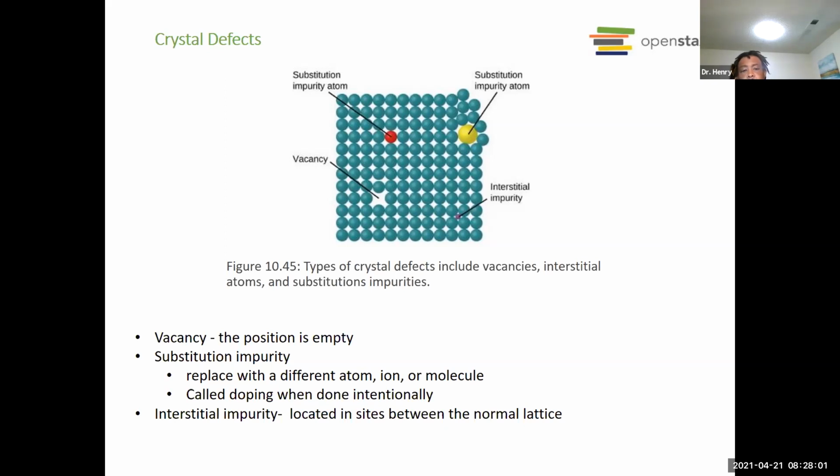Okay. So in industry we have done things where we intentionally put in substitutions, called doping. So basically you're substituting and putting something in there to strengthen the lattice, or we'll put some impurity in there to help strengthen, let's say, steel or something like that, like carbonized steel, okay?